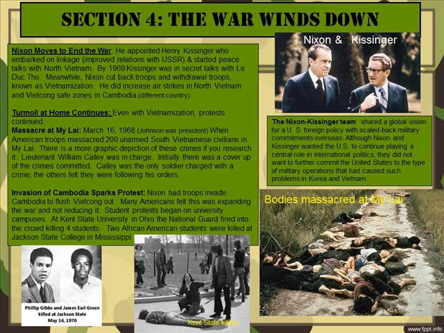At Kent State, our own National Guard fired into the crowd, killing 4 students. And then 2 African-American students were killed at Jackson State College in Mississippi. There are some of those images at the bottom.